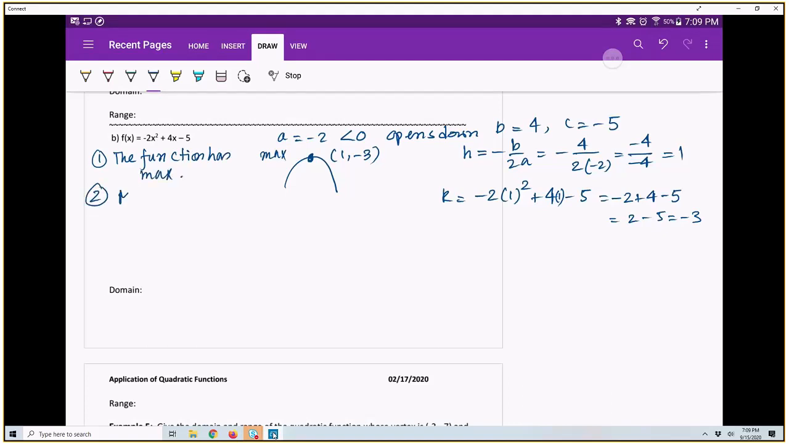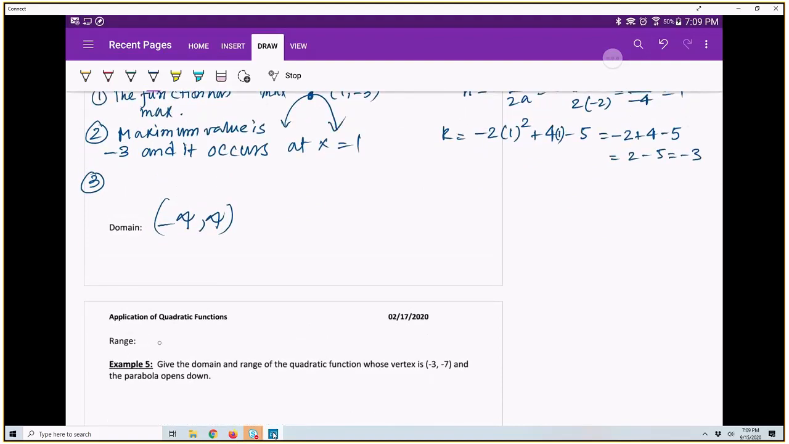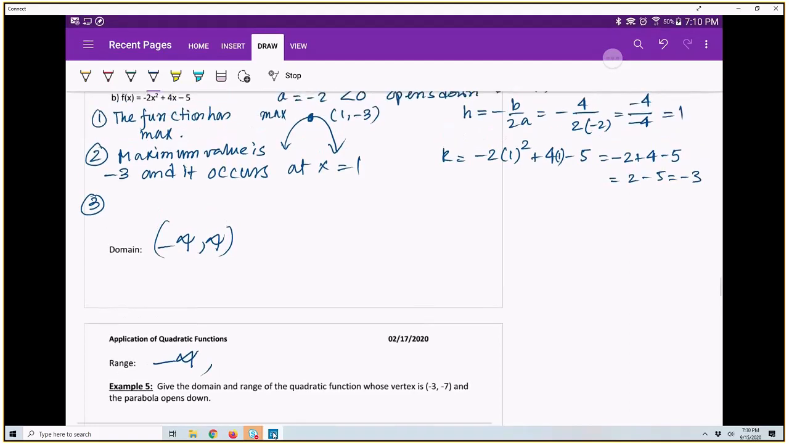Second question, what is the maximum value? So I will say the maximum value is the y value of the vertex. So it is negative 3, and it occurs at the x value, at x equal to 1. Domain and range. So the domain of this function is still negative infinity to infinity. The range of the function, because it is opening down, will start at negative infinity, and it will go all the way up to the y value of the vertex, which is negative 3. Okay, done.